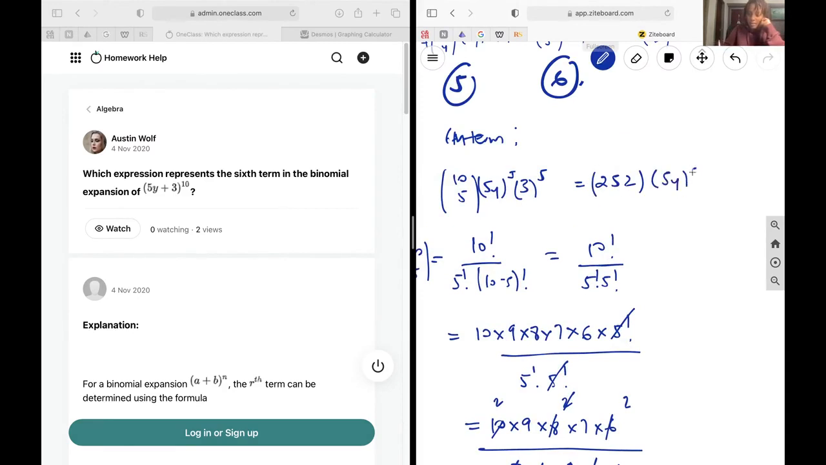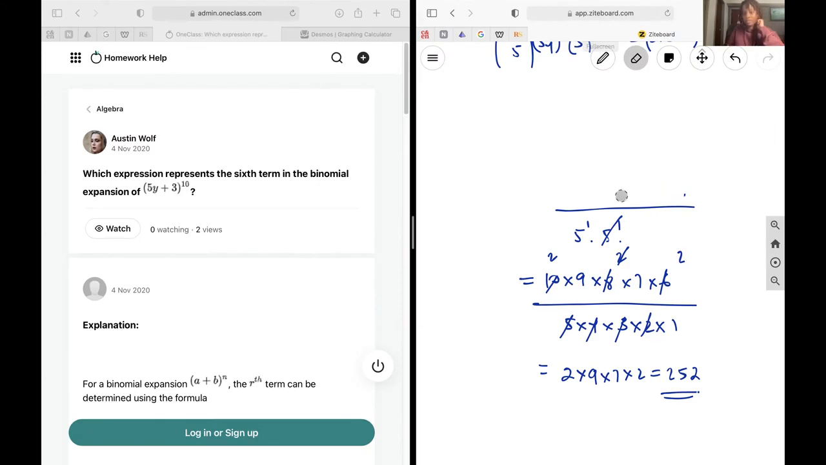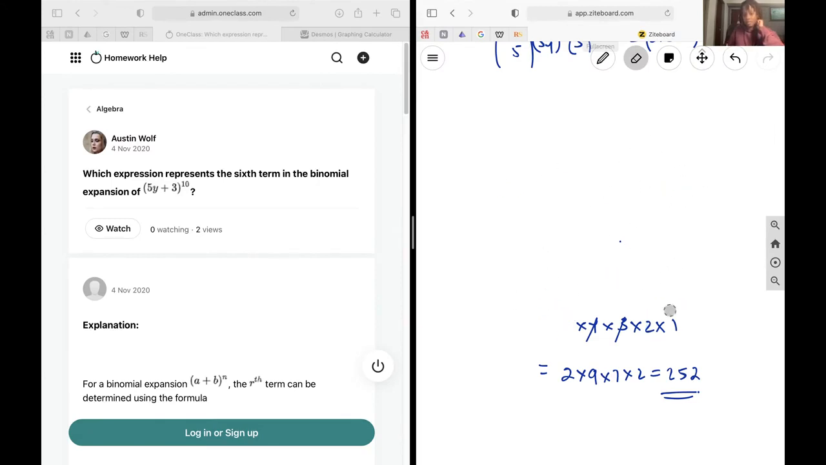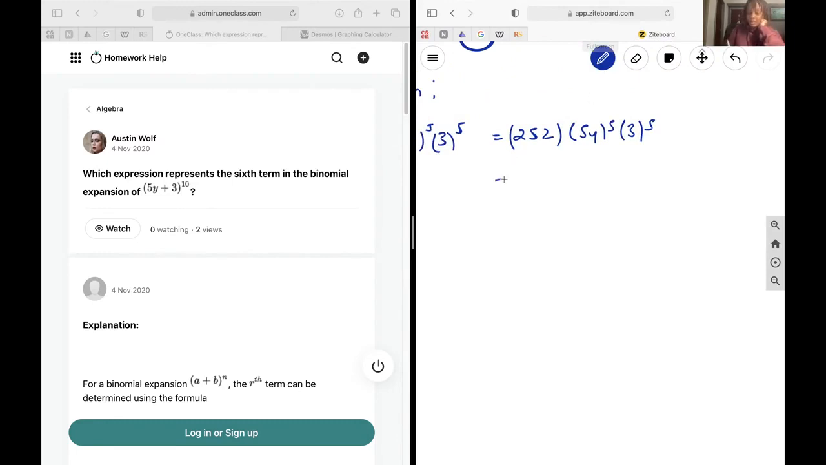This will be 252 by 5y to the power of 5 by 3 to the power of 5. Do not leave it in this form because you're not done. You need to simplify it completely for whoever is marking your paper, or you'll only get part marks. The point is to always make things as easy as they can be for the examiner, because that means you know everything you need to know.